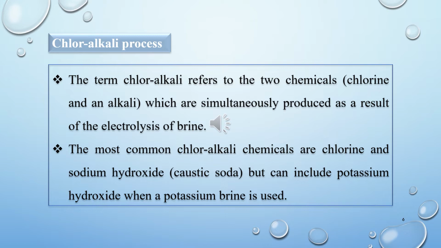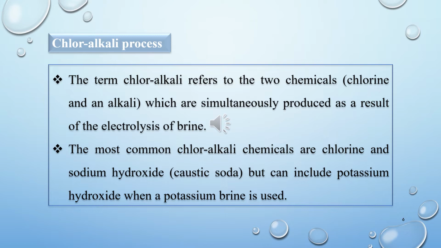And the next point is the most common chloralkali chemicals are chlorine and sodium hydroxide, which is also known as caustic soda, but can include potassium hydroxide when potassium brine is used. Dear student, he said that the most common and the most important chemicals in the chloralkali process are sodium hydroxide.